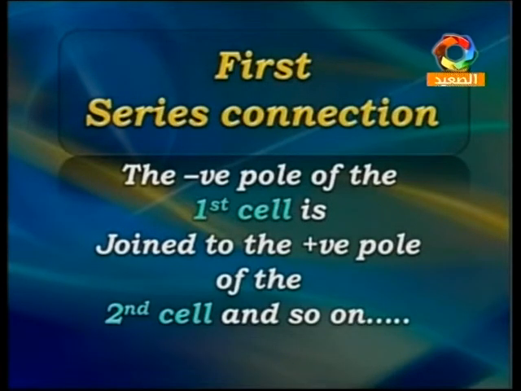What's meant by series connection? It's when the negative pole of the first cell is jointed, or connected, to the positive pole of the second cell, and so on. Again, in the series connection, the negative pole of the first cell, with many dry cells connected to each other, is jointed to the positive pole of the second cell, and so on, like this.